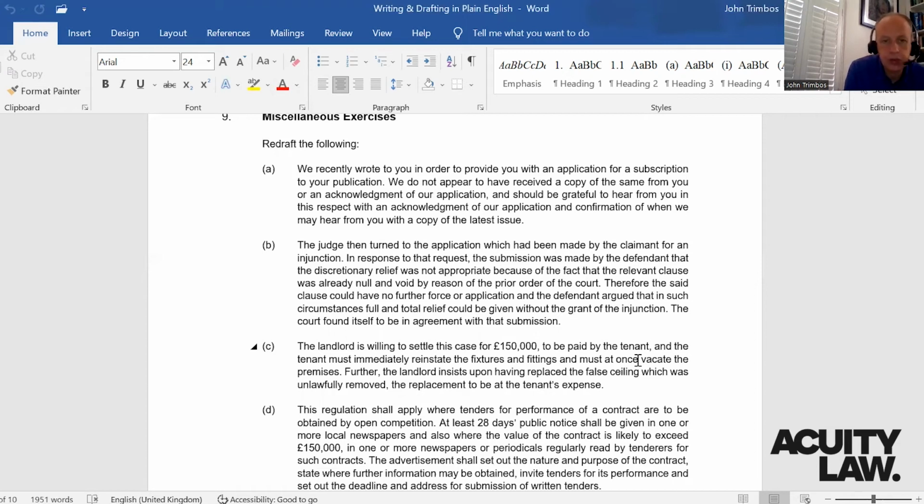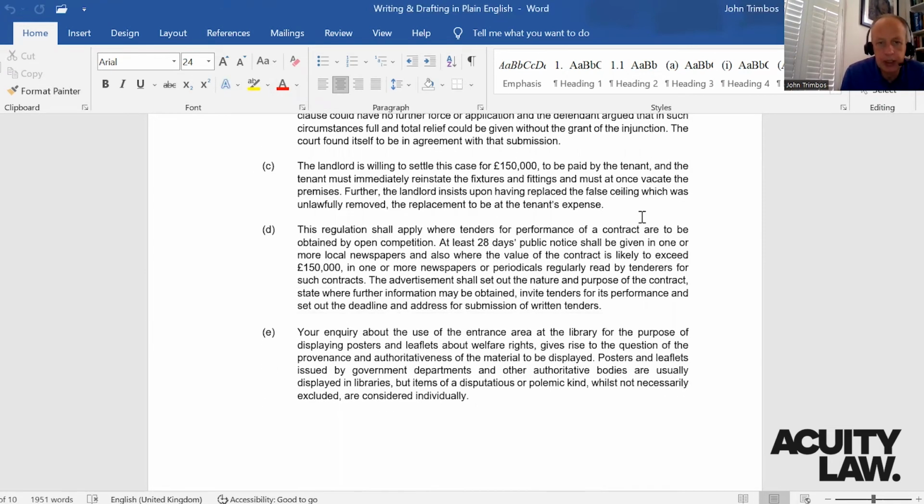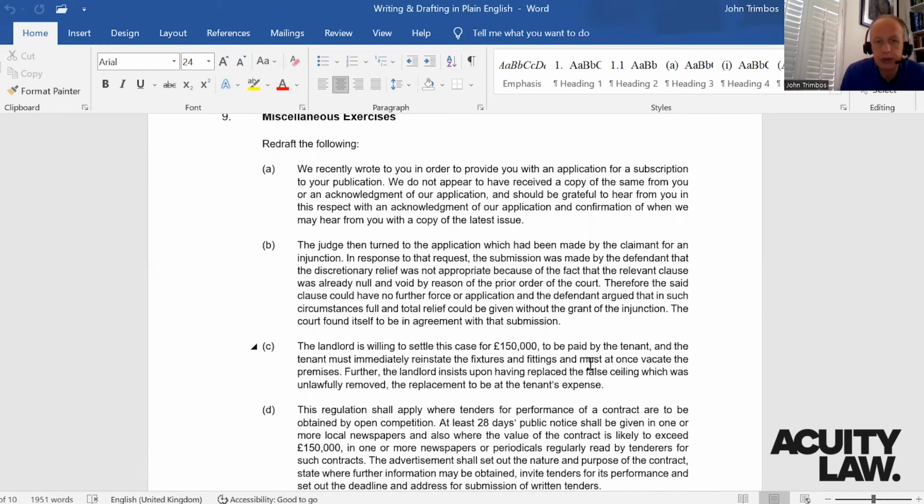Okay, 2 of these are mine, and 3 are taken from real life documents. Whenever I ask a group of people in a seminar which 2 they think are mine, mostly people say A and E. A because the second sentence is 52 words long, and E because the language is positively Victorian, items of a disputatious or polemic kind. But they are both real. They are not my creation at all. I actually made up B and C.